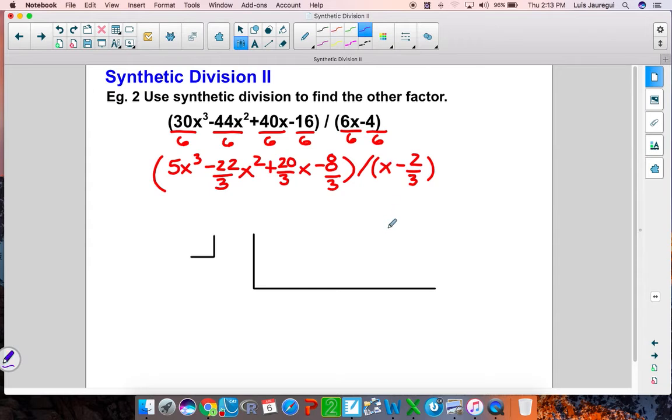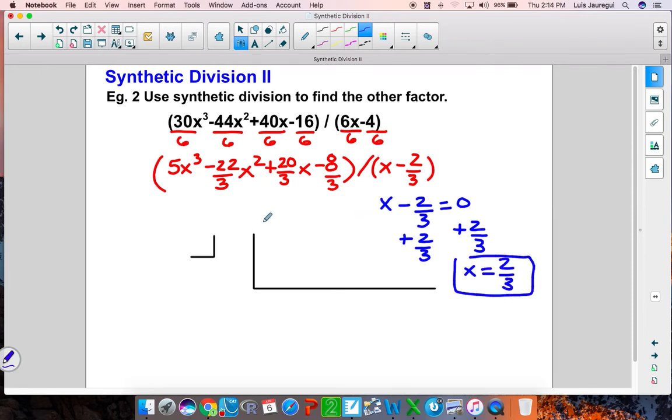So let's go ahead and start the process by setting the denominator equal to 0. So we have x minus 2/3 is equal to 0. Let's go ahead and add 2/3 to both sides. And notice that x in this case will be positive 2/3. So that's what we're going to write here. So 2/3. Then I'm going to use my leading coefficients for my equivalent expression. So I have 5 here, then I have negative 22/3, then I have 20/3, and then I have negative 8/3.